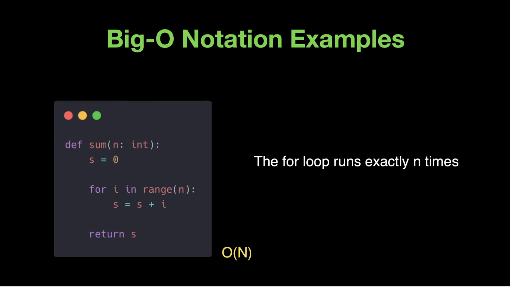Let's see some examples of BIGO notations. Basically this is a Python function that takes argument n, and for i in range n, we increment the sum, sum equals sum plus i, and then we return s. So this loop runs for exactly n times. So we can clearly say that the time complexity of this algorithm is O of n.